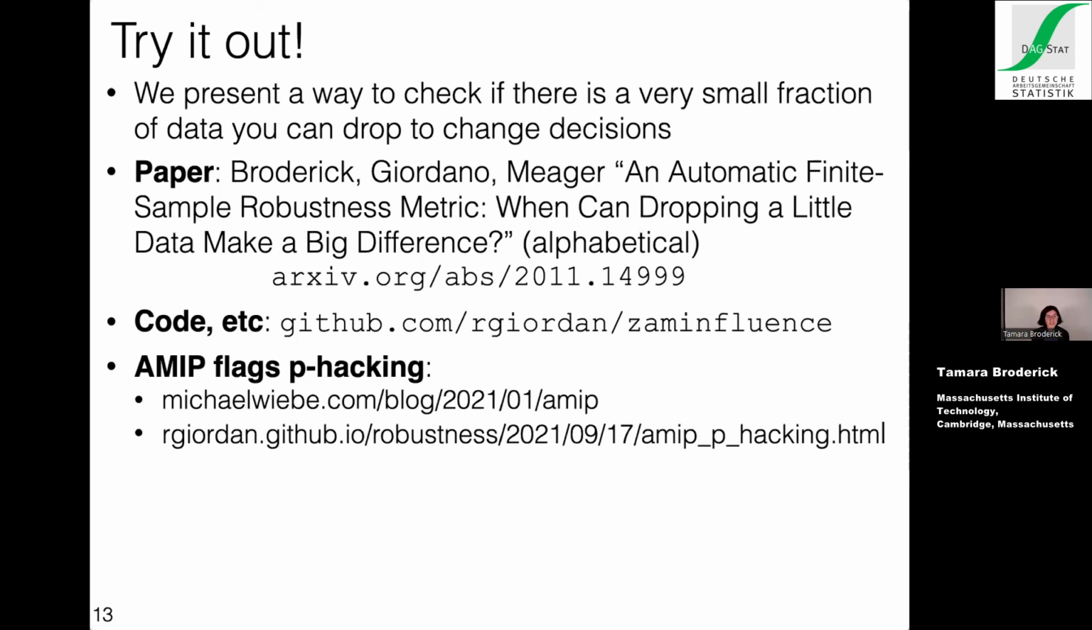If you're interested in the phenomenon of p-hacking, which is increasingly an issue in various data analyses, you'll note there's this great blog post by somebody who is not us. Michael Weave has this great blog post up about how our AMIP metric can be used to flag p-hacking. And Ryan Giordano, again my excellent postdoc, has a follow-up blog post that I think is also super interesting.